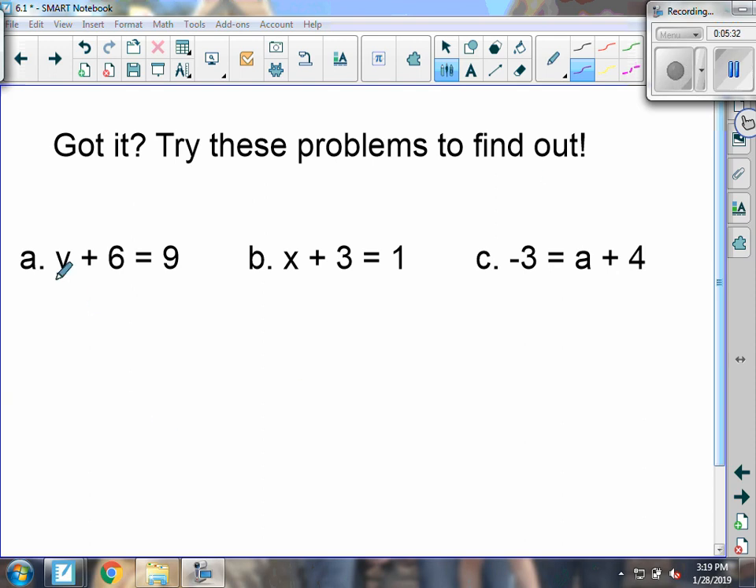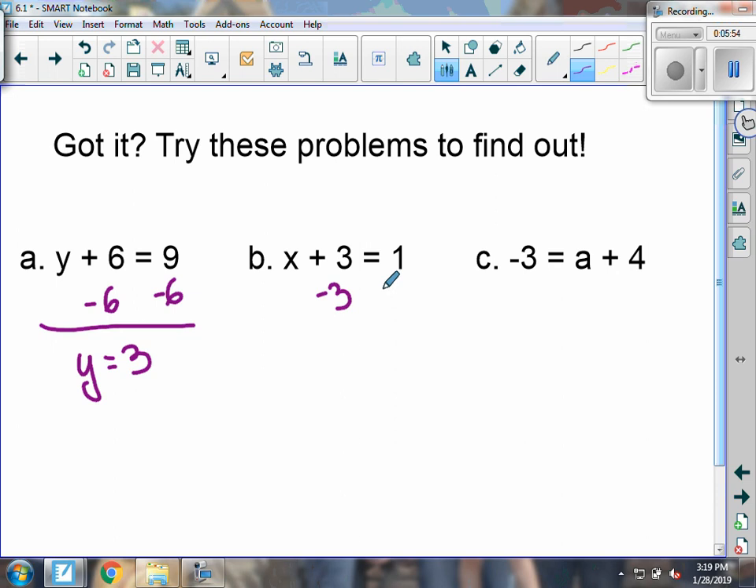Okay, so let's go over these. So we have y plus 6 is equal to 9. We're going to subtract 6 from both sides. So we have y is equal to 9 minus 6 is 3. For b, we have x plus 3 is equal to 1. We are going to subtract 3 from both sides. So we're left with x is equal to negative 2.